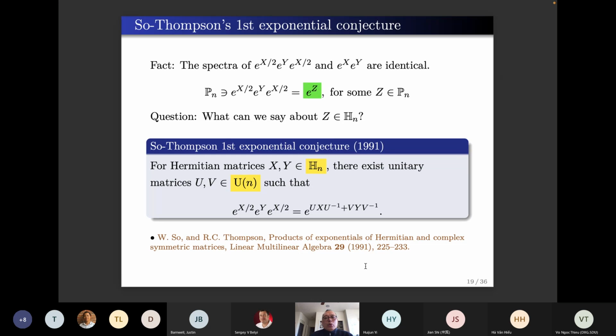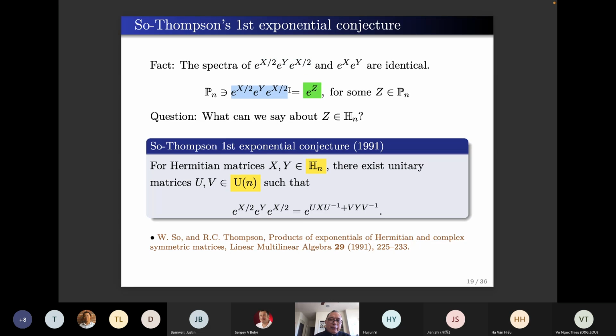Now, let's talk about the first exponential conjecture of So and Thompson. When we talk about e^X e^Y, if X is Hermitian and Y is Hermitian, then e^X e^Y won't be in P_N, the set of all positive definite matrices. But how about this? If you chop your e^X in half and move it to the right-hand side, you get that. You don't change its spectrum, because of similarity; they have the same spectrum.